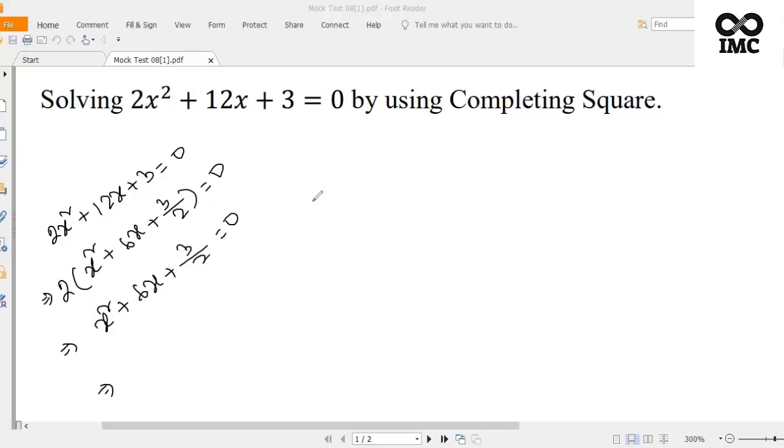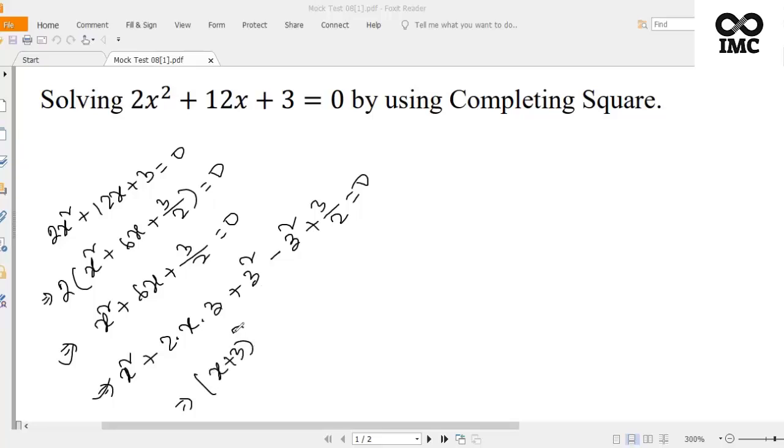Now we need to use the algebraic identity, that is (a + b)² = a² + 2ab + b². So instead of this line, we can write x² + 2 × x × 3 + 3². And this one is extra, so we need to subtract it. So − 3² + 3/2 = 0. Now, from the first three terms, we can use the algebraic identity, that is (a + b)², − 9 + 3/2 = 0.